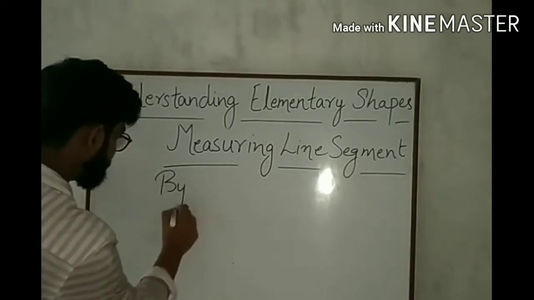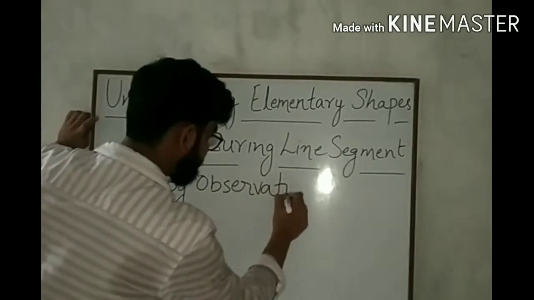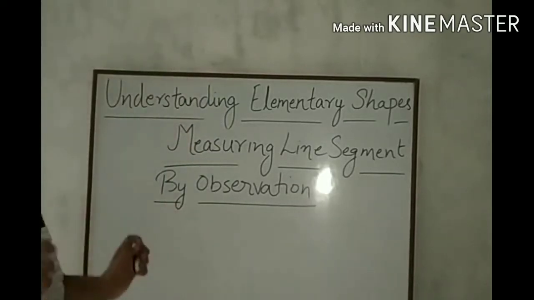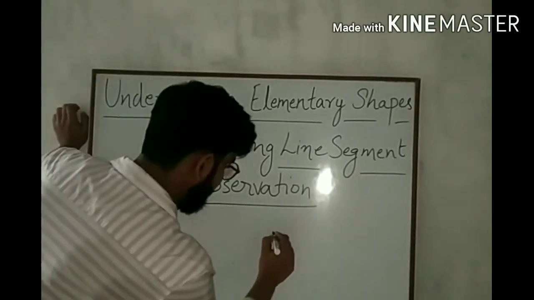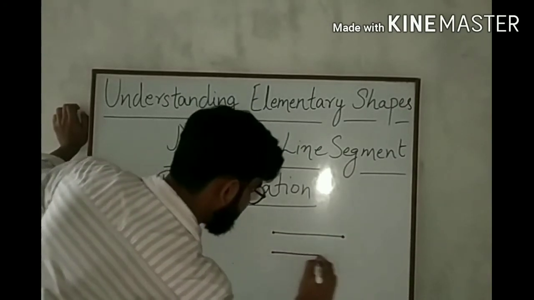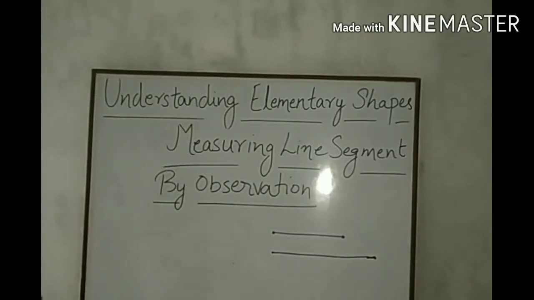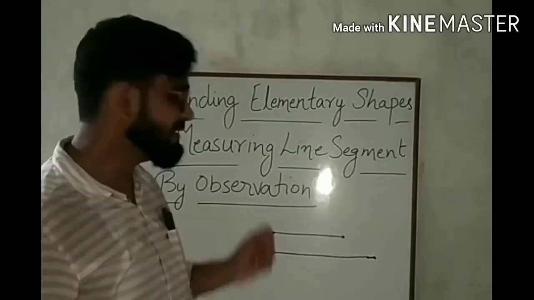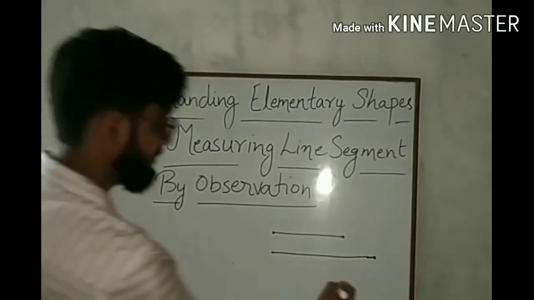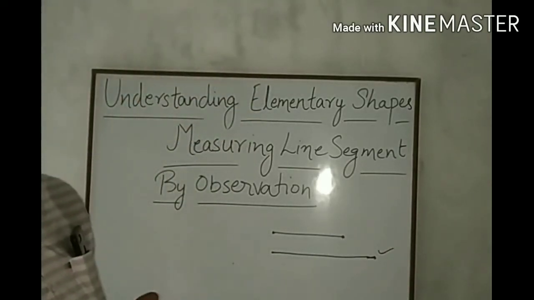By observation. Okay. So how can you measure the line segments? Simply by observation. Suppose you have two line segments. One is this one and another is this one. Okay. So by simply observation or simply seeing, you can easily tell which line segment is bigger or which line segment is greater. This one is bigger. So this is the method of measuring line segment by observation.